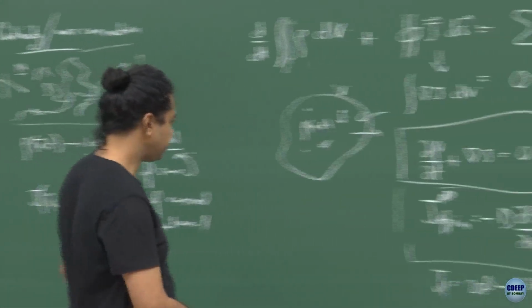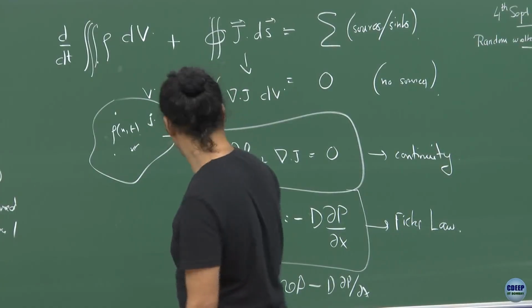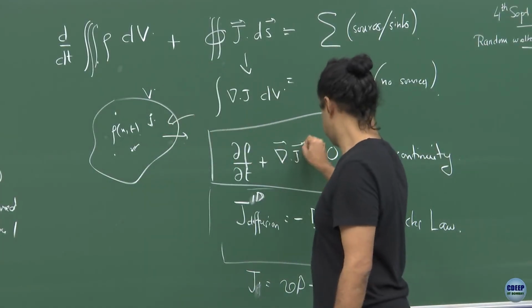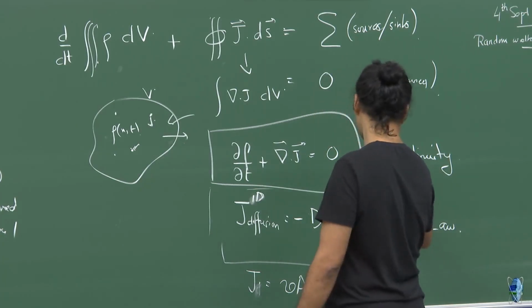J is a vector. Here, that is why I wrote it in 1D. It is just divergence of J.